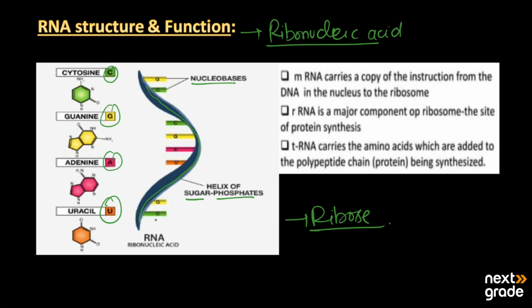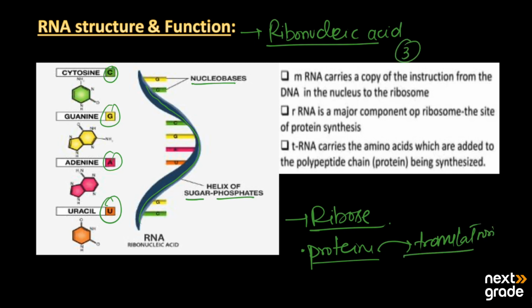Now, the main function of the RNA is to make proteins. This process of making proteins is known as translation. And we have three types of RNA. The first one is messenger RNA. It carries a copy of instructions from the DNA in the nucleus to the ribosome. So it works as a messenger.